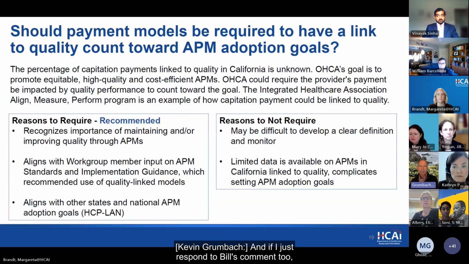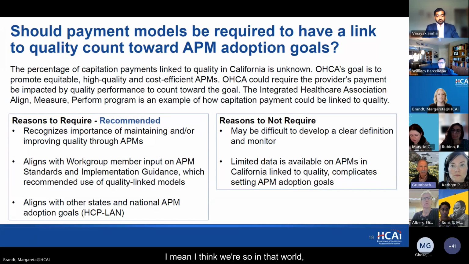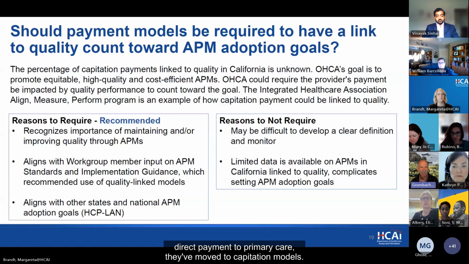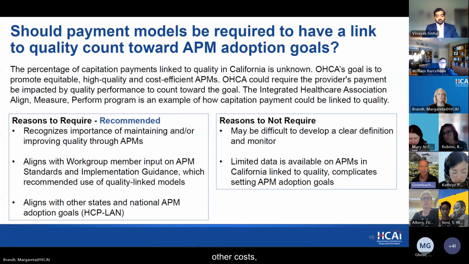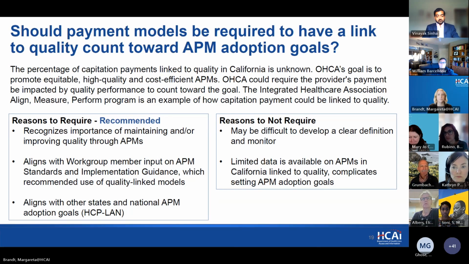And if I can just respond to Bill's comment too, we're not talking about global cap to primary care. So it's not being at risk for specialty referrals or other costs. Again, I think we're so in that world, but if you're looking at what's happening with direct primary care, with employer direct payment to primary care, they moved to capitation models. That's actually in the rest of the world how primary care often is paid. So it's not bearing global risk or even risk for other costs. It's just a basic way of paying for those services provided in primary care.